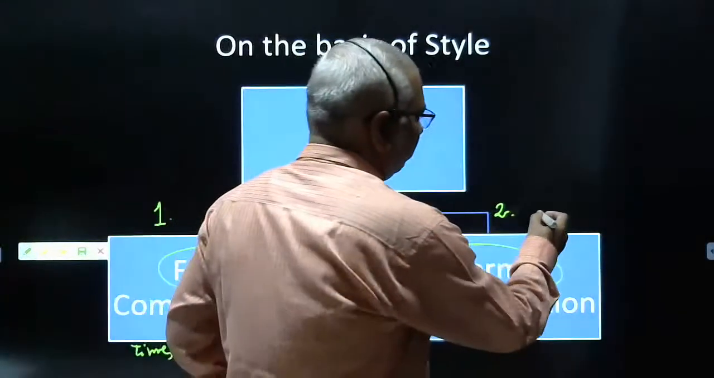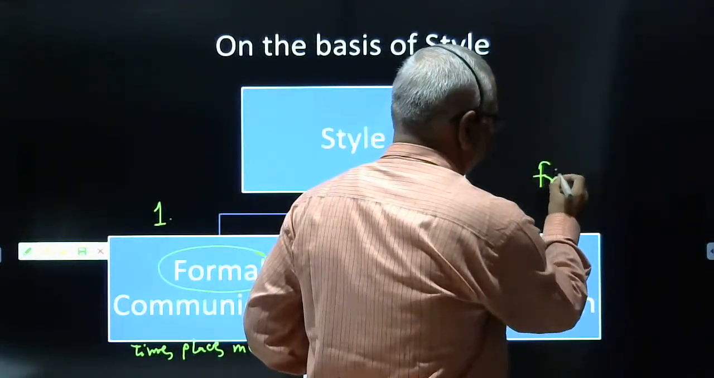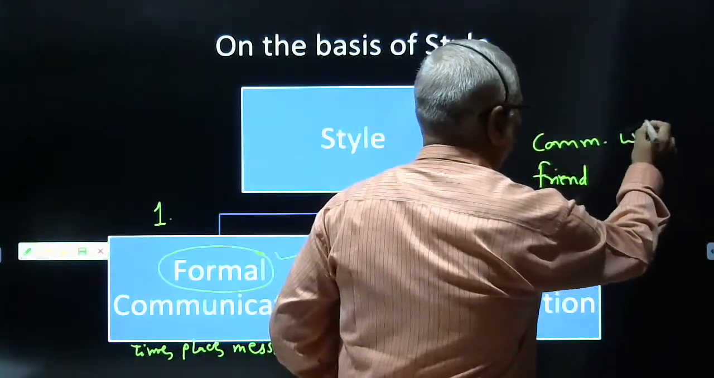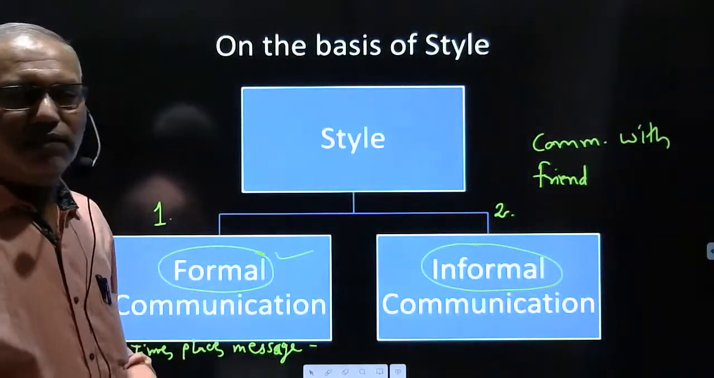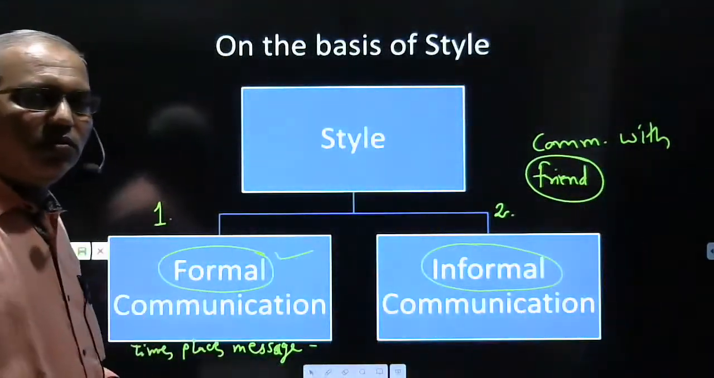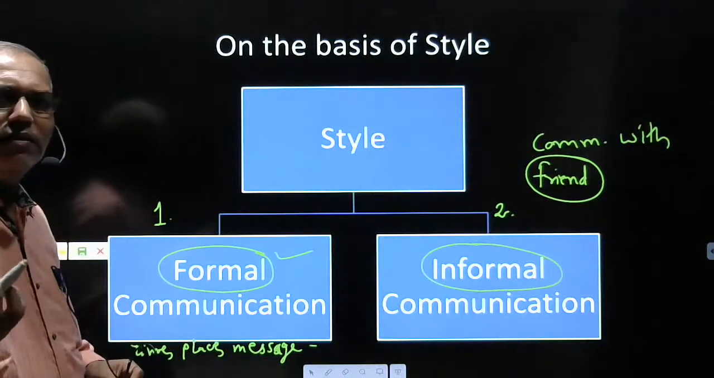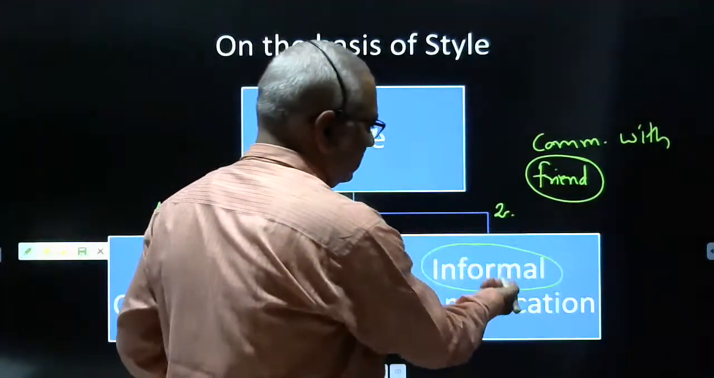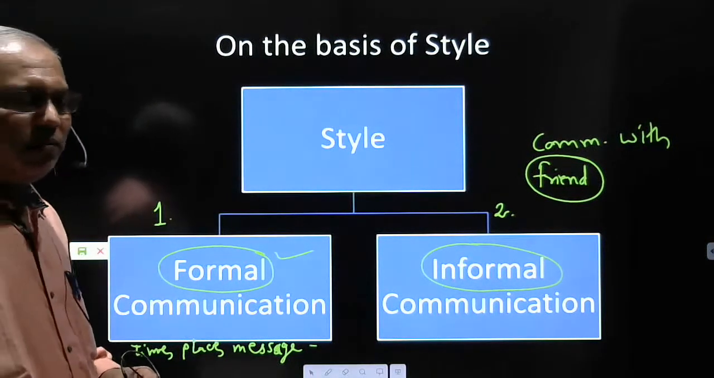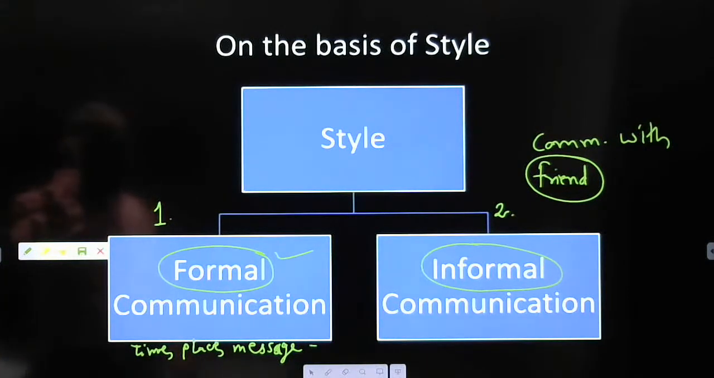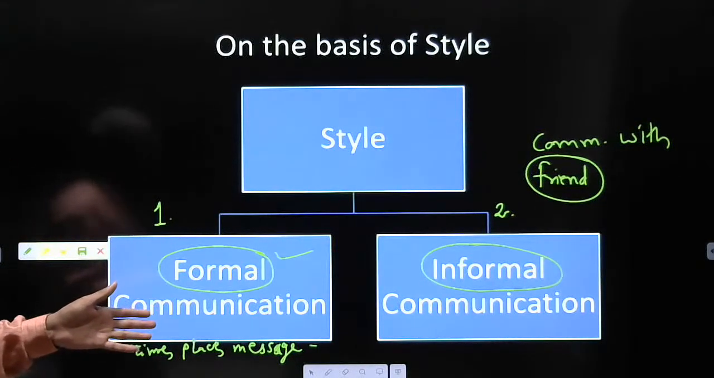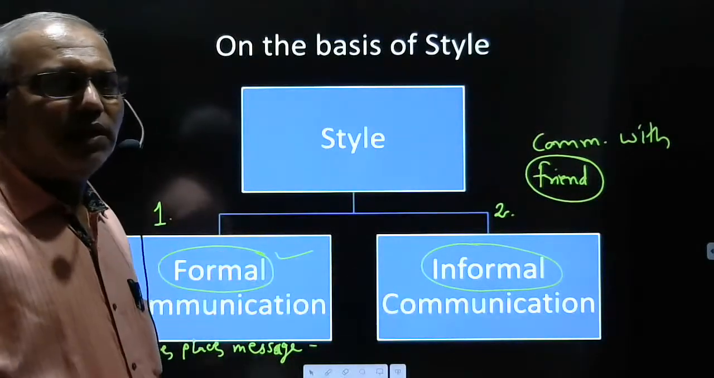And whenever you are talking with your father and mother, for any friendly communication or communication with a friend, that will be called informal communication. Whenever you are talking with your friend, you need not fix the topic, the time, place, and all these things. And the language you use in informal communication is very informal. Therefore it is called informal communication. Formal communication is full of formalities and etiquettes, and informal communication is free from all types of formalities.